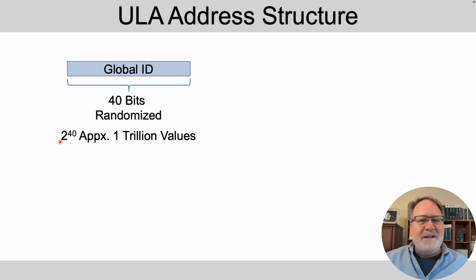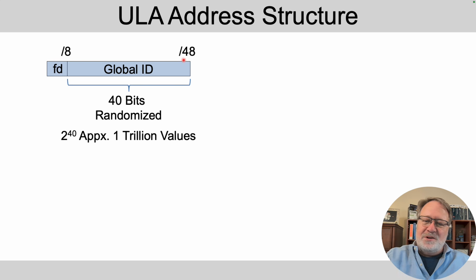So you have a global ID that's part of your address, but here it's just hanging out in space. Where is it? Well, we know addresses begin with FD, and that's the first 8 bits or 2 hex digits worth. And the global ID follows right after that. It's the next 40 bits or 10 hex digits, which gets us up to the 48-bit mark in our address structure, right?